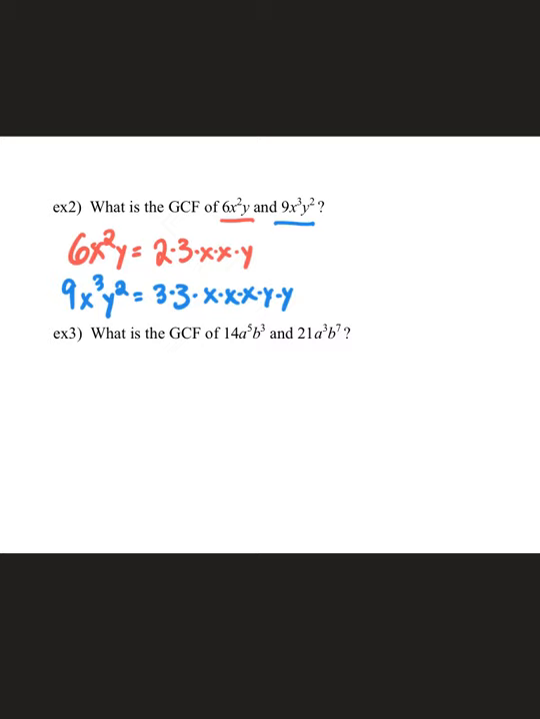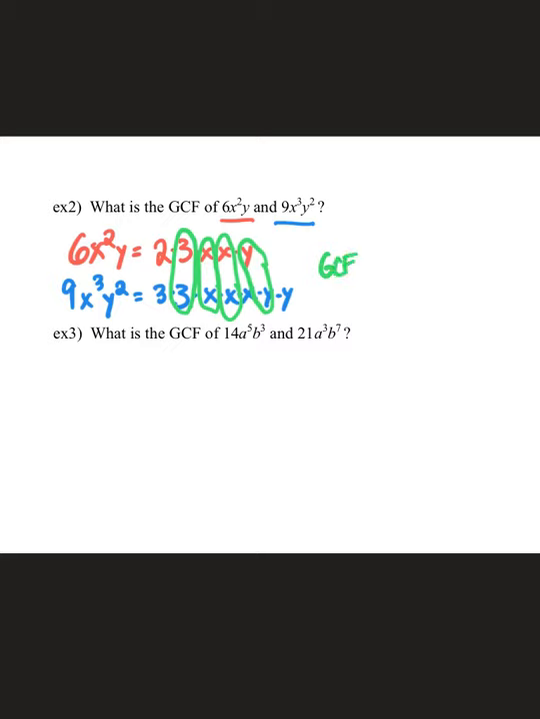So if I'm trying to pair things up, I see that they both share a factor of 3. I see that they each have not just one x, but two x's, and they also each have a y. Now notice this other x and y in the 9x cubed y squared, as well as this 3 and this 2. They can't be paired up with anything, so they're not included as part of the GCF.